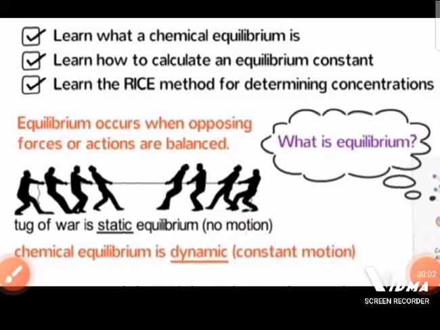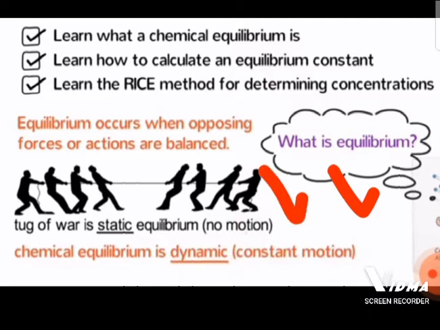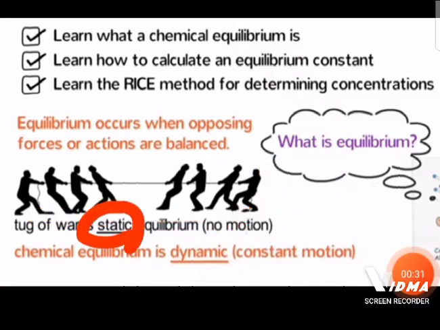Hello students, this video is about one of the most important chapters in 11th CBSE chemistry or first PUC, that is chemical equilibrium. First of all, let us understand the meaning of equilibrium. Here you have a picture of tug of war, and you can find the same force on both the right side and left side, and this attains a type of equilibrium, and that is static equilibrium because there is no motion here.